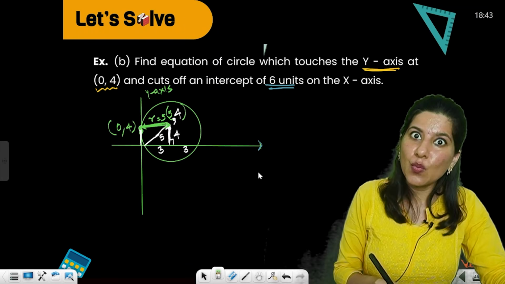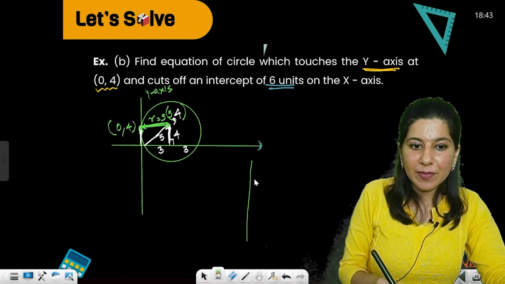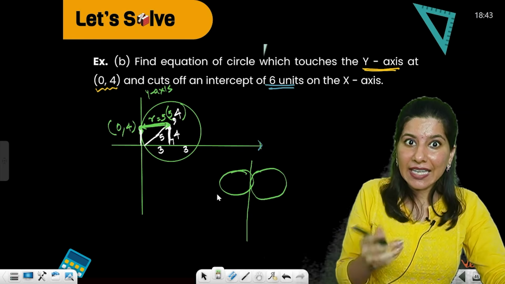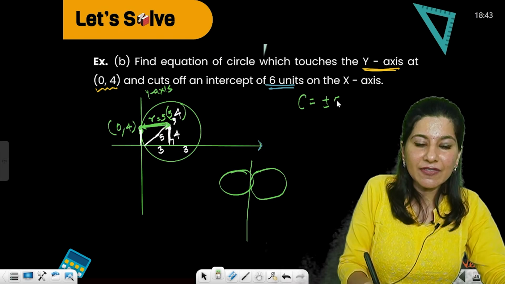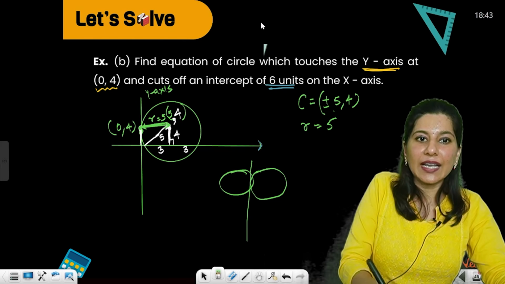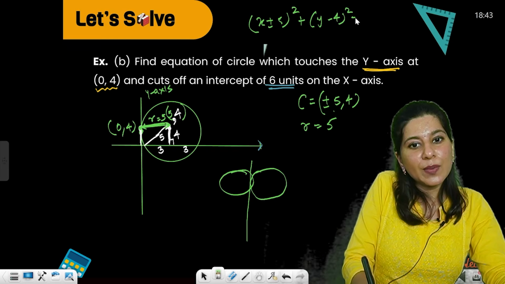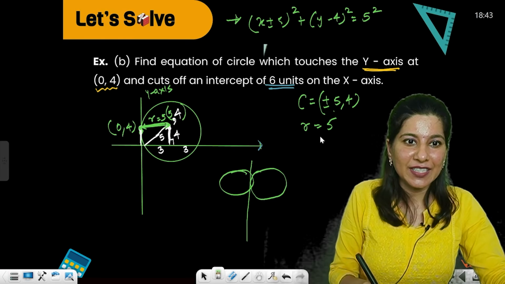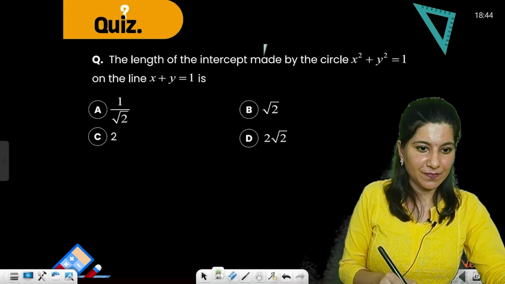But one more thing. They have not mentioned that it is touching y-axis from which side. So, there will be 2 cases, this and this. So, the circle, the center can lie either in first quadrant or in second quadrant. So, center will be plus minus 5, 4 and radius is fixed, that is 5. Now, you can calculate (x plus minus 5) whole square plus (y minus 4) whole square is equals to 5 square. This will be your answer. Okay. Alright. So, this is your final equation. 2 options you are getting for this particular equation.